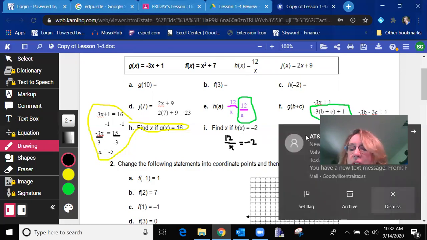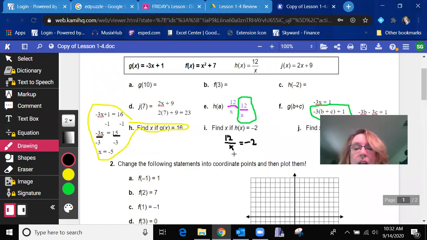There's a couple of ways to think about solving this one. It's weird, because we need to find x, and I don't know what x is. One is, don't underestimate the fact that your brain can just think through it a little bit, sometimes with simple numbers. Like 12 divided by some number, and my answer is negative 2. Negative 6.